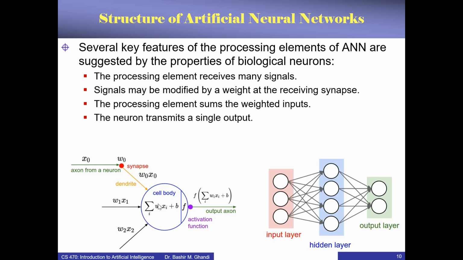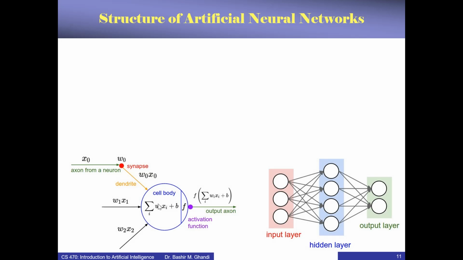And the neuron transmits a single output. Just like in the biological neuron, it will transmit a single output through its axon once the signal reaches a certain threshold. The output from a particular neuron may go to many other neurons. Again, this is exactly what happens in biological neurons. So you can see that there are many similarities, which is natural since the artificial neuron is modeled on the biological neuron.